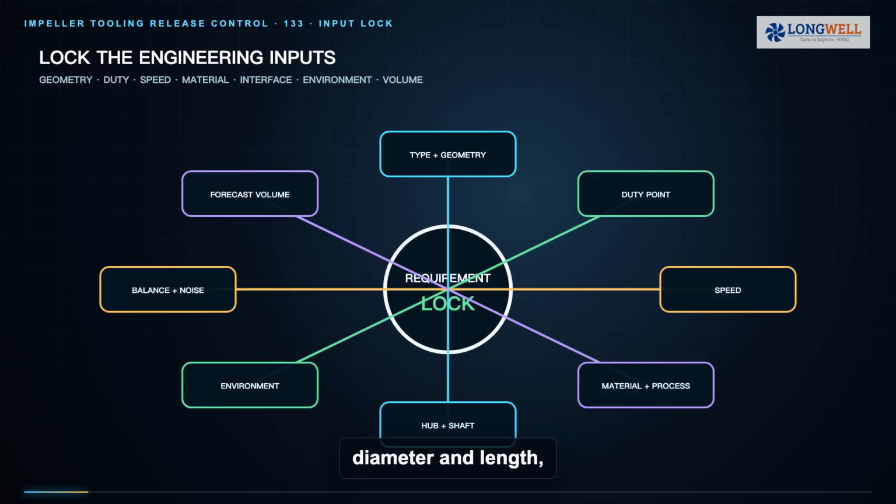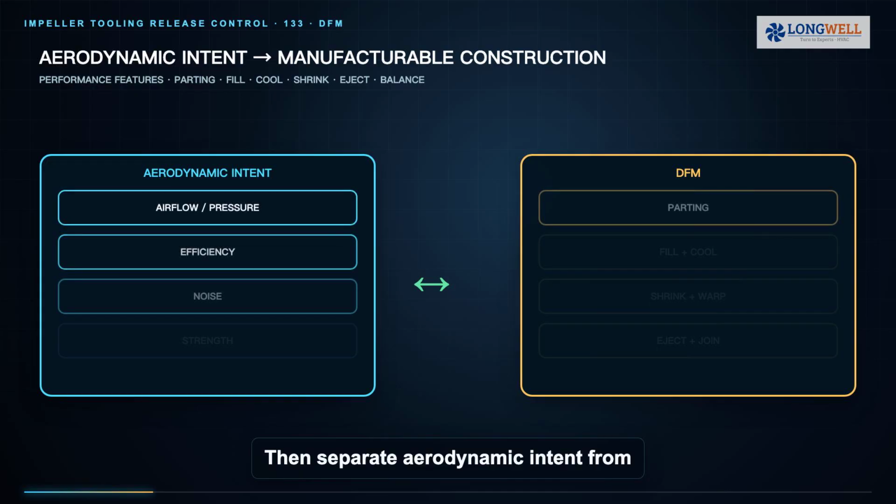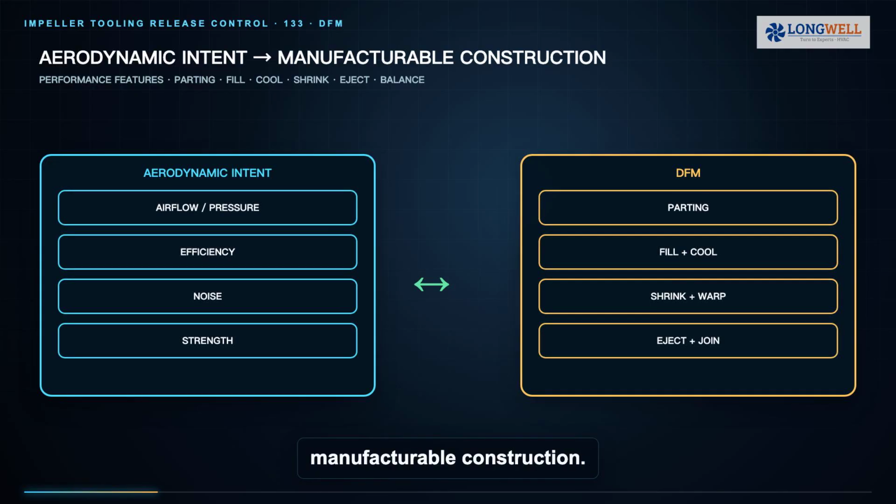Define impeller type, diameter and length, blade geometry, hub and shaft interfaces, material and process, target airflow and pressure, operating speed, temperature and chemical environment, noise objective, balance requirement, expected volume and installation envelope. Identify the mating motor, housing, and inlet conditions. Mark which dimensions and performance targets are critical, which may move during DFM, and who has authority to approve a change. Then separate aerodynamic intent from manufacturable construction.